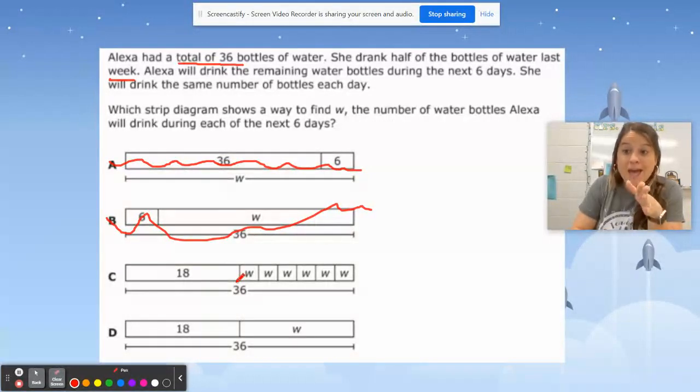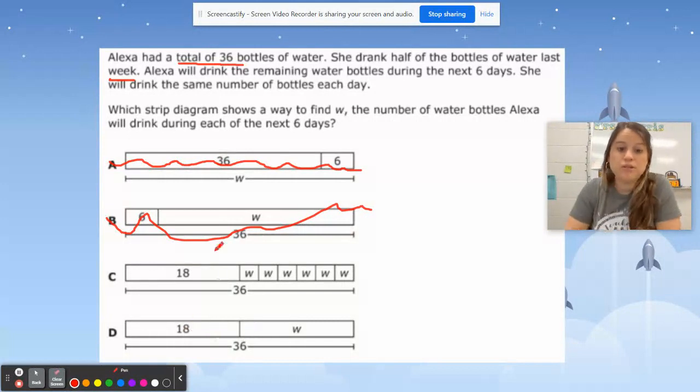This one is showing me half of the strip diagram. Okay, half would give me 18 right here. This one is showing me half would give me 18. Okay, so these two are still maybes. Got to make sure it matches the problem. Now, what's happening with the other half of those bottles? We know 18 she drank on week 1.